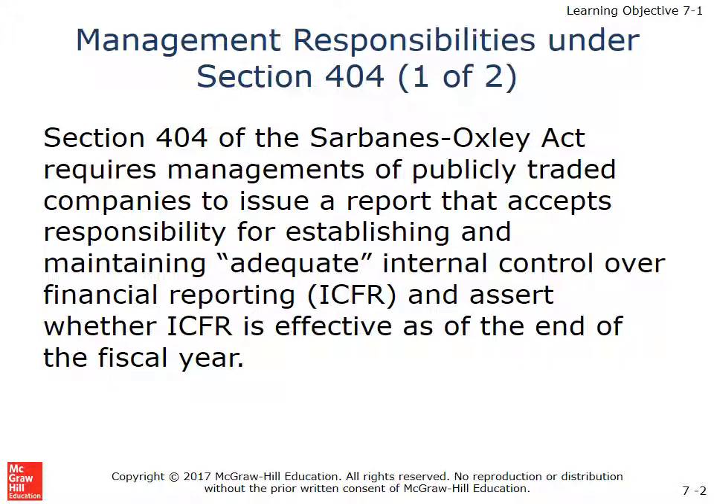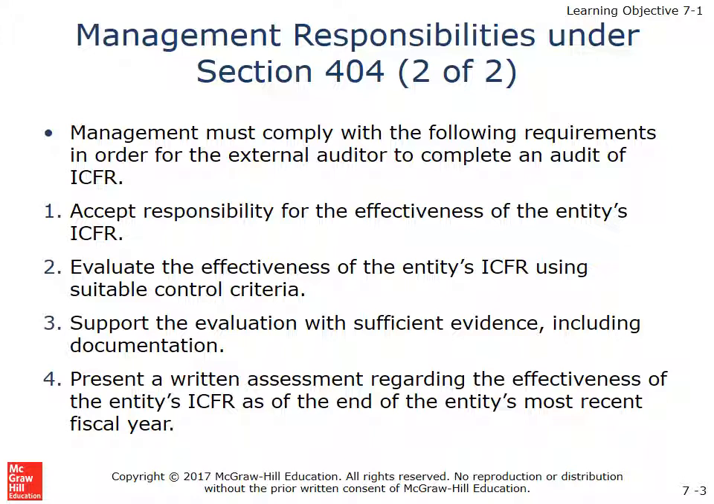Now, in our last chapter, we looked at internal control in detail. Now we're going to look at the audit part of it. So, what does management state? Well, they must comply with the following requirements in order for the external auditor to complete an audit. They accept responsibility for the effectiveness of the internal control. They evaluate the effectiveness using suitable control criteria. They support the evaluation with sufficient evidence, including documentation, and the management provides a written assessment regarding the effectiveness of the entity's internal control as of the end of the entity's most recent fiscal year. So these are all on the responsibility of the company.